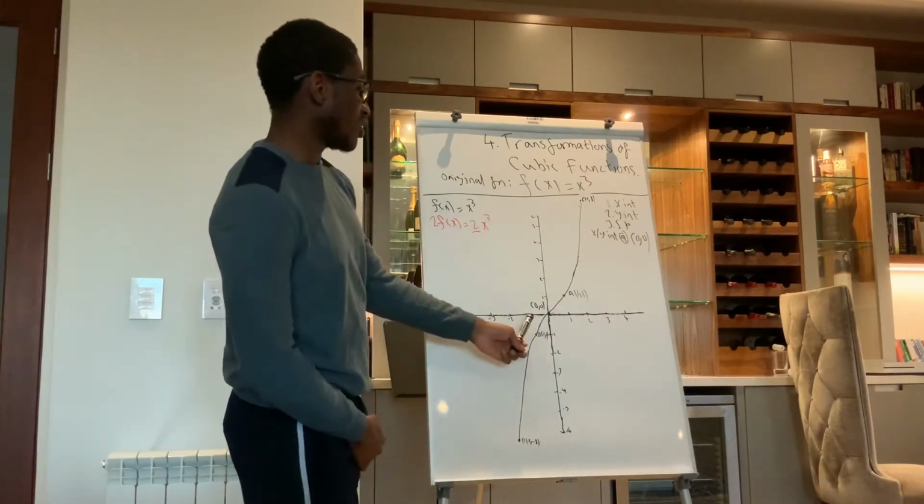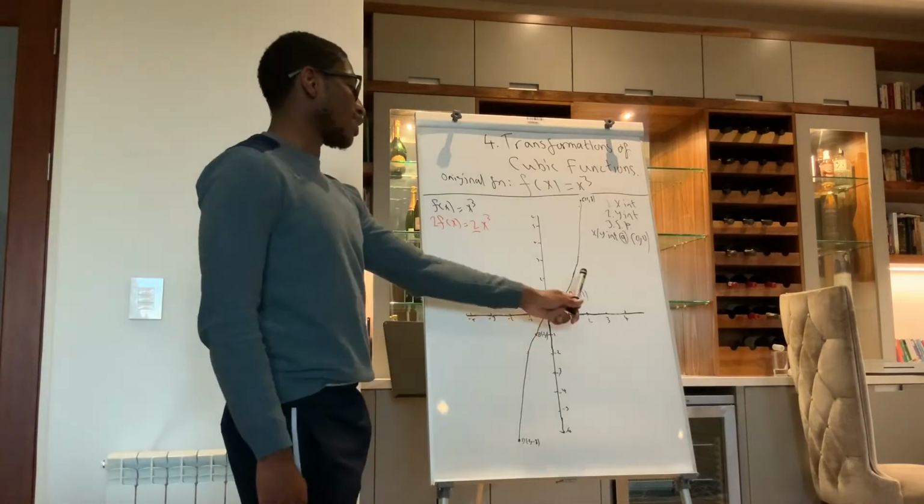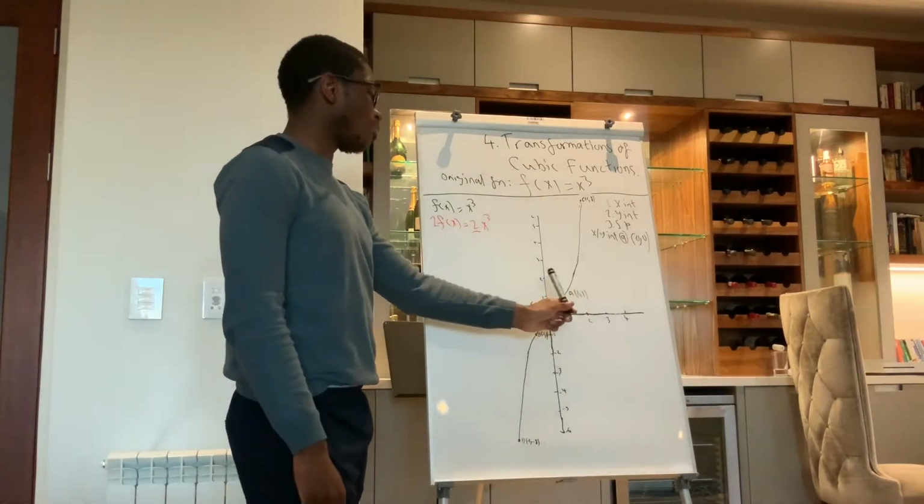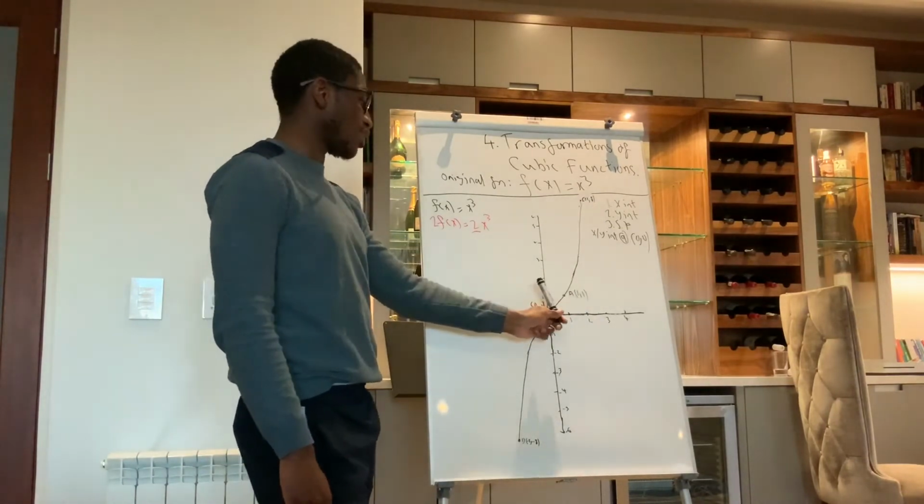In this case, I would always suggest assessing it at 1 point to the right of the stationary point, and 1 point to the left of the stationary point.